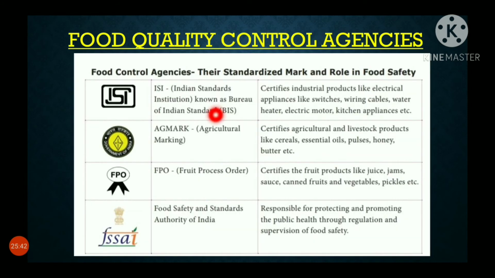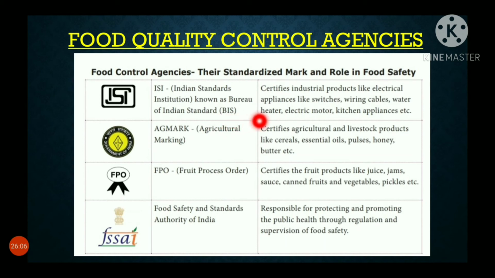There are a few agencies to control the food. Food quality control agencies are there in our country. The first one is the ISI mark. You must have studied it and been seeing it. ISI mark means Indian Standards Institution, now known as Bureau of Indian Standards, BIS.